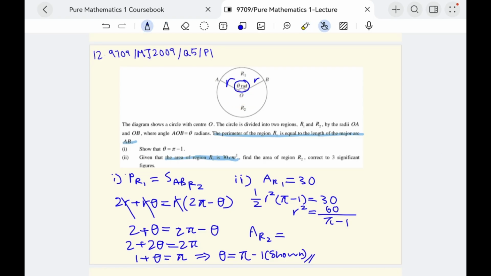Alright, so you have half r squared, 60 over pi minus 1, what is the theta? 2 pi minus pi minus minus positive 1. So just directly press your calculator. See how much you get.